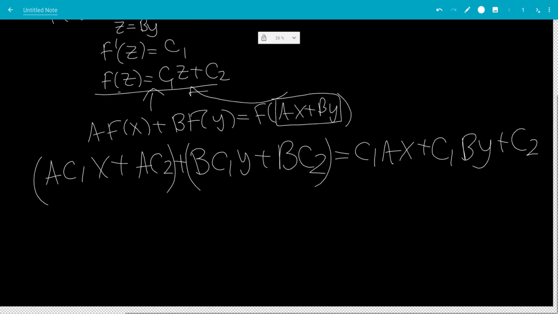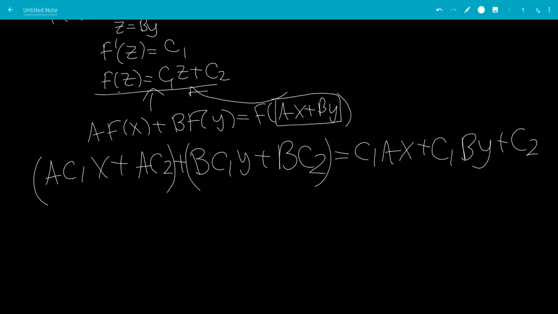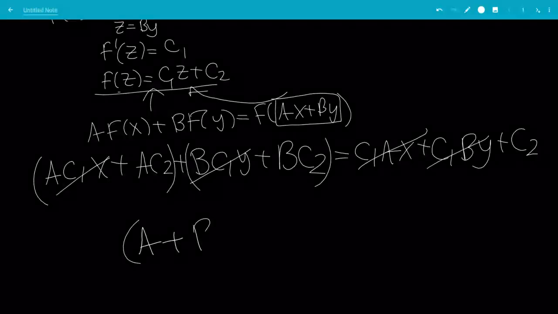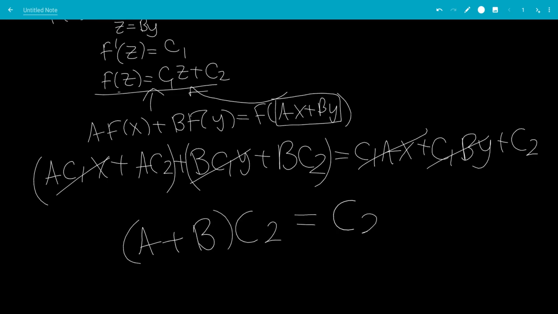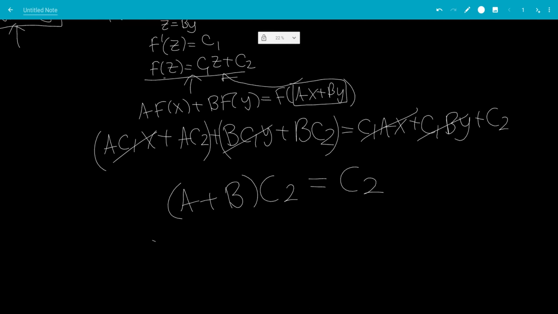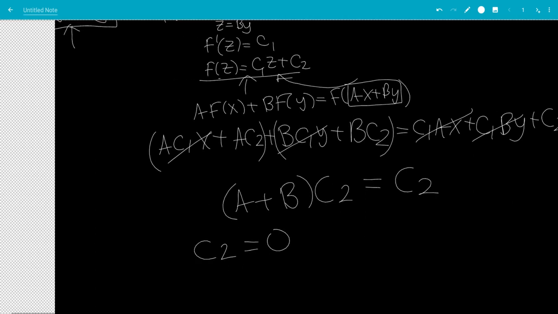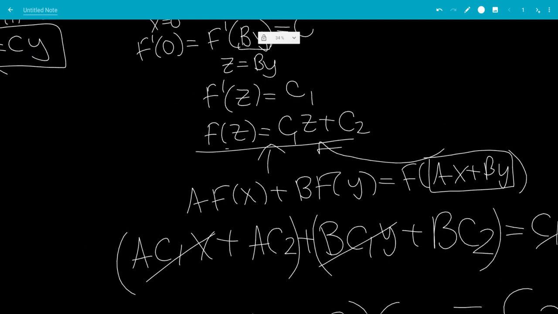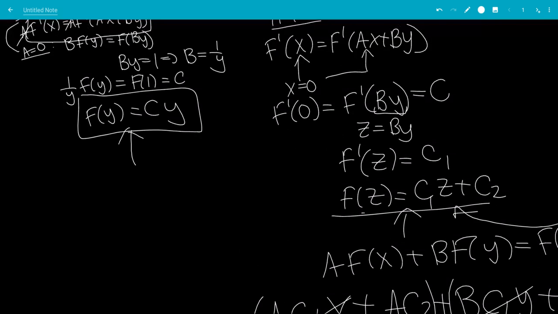So that almost works. We have a c1 x on both sides, and those will cancel. We have b c1 y on both sides, and those will cancel. Now we group the rest together, so we have (a + b) c2 equals c2. So one possibility is c2 equals 0. That just means f(z) equals c1 z, but we already have that. So f(y) equals cy, or just say f(z) equals cz.